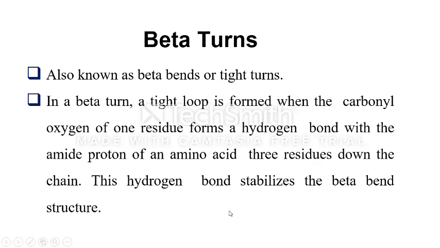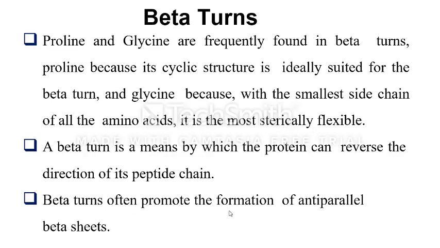So what is a beta turn, also known as beta bend or tight turn? In a beta turn, a tight loop is formed when the carbonyl oxygen of one residue forms a hydrogen bond with the amide proton of an amino acid 3 residues down the chain. So it is in between the first and the third residue. This hydrogen bond stabilizes the beta bend structure.